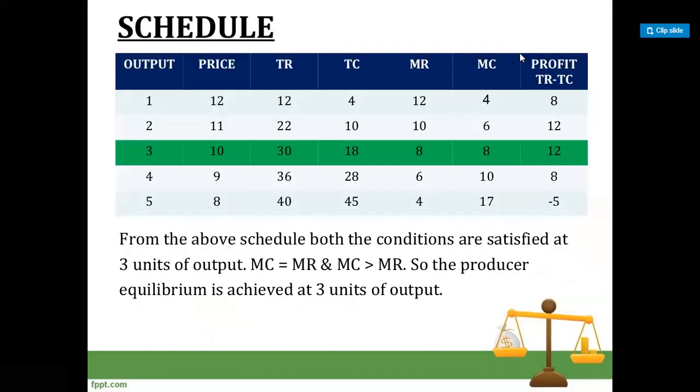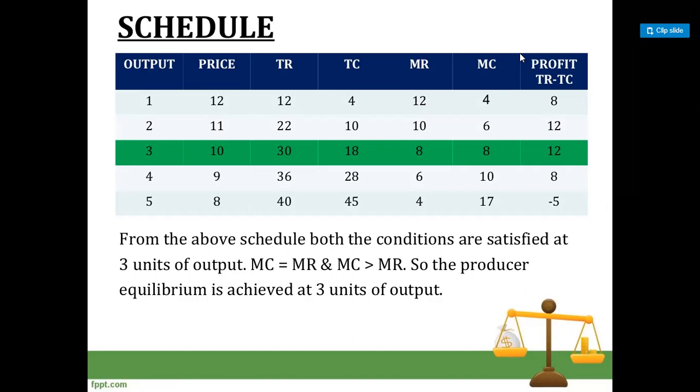First of all, we will see the table. Before that, I will explain when there is no fixed price and the price falls with the rise of output: we want to sell more and more output, so we reduce the price. The producer aims to produce that level of output at which MC equals MR, and the MC curve cuts the MR curve from below. First I will explain the table, then I will show you the figure.